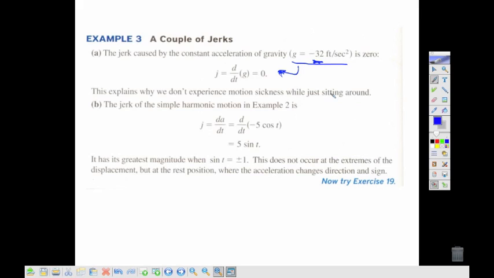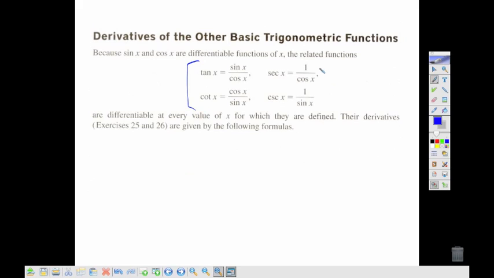But in this last problem where we just saw that spring moving up and down, the derivative of the acceleration there is going to give us 5 sine of t. And so we're going to see that jerk happening where the acceleration changes direction and sign. So notice the jerk is going to be always changing in this problem. Now we also have derivatives for other trig functions, but we're not really going to be using them very often.